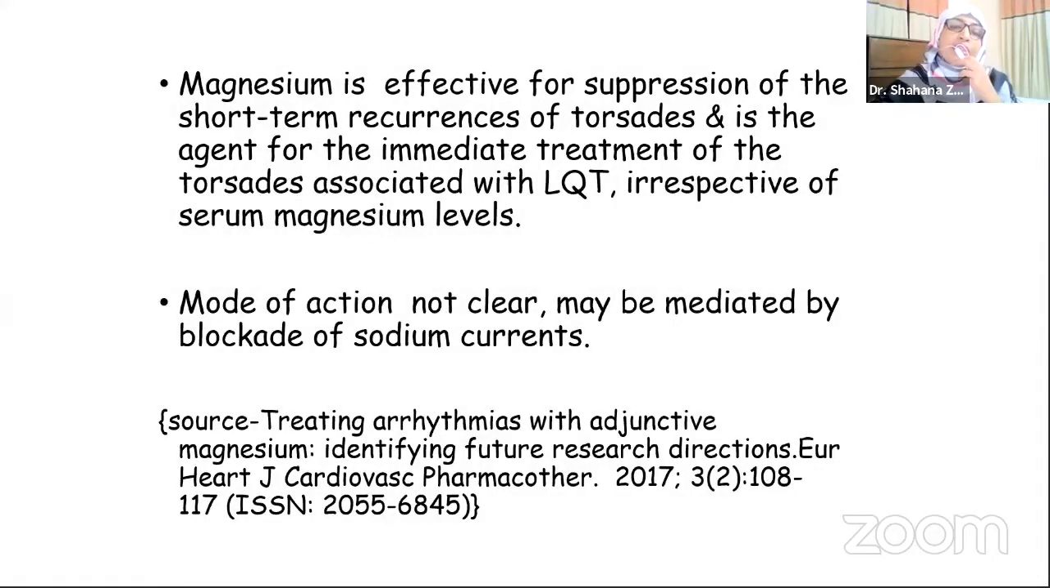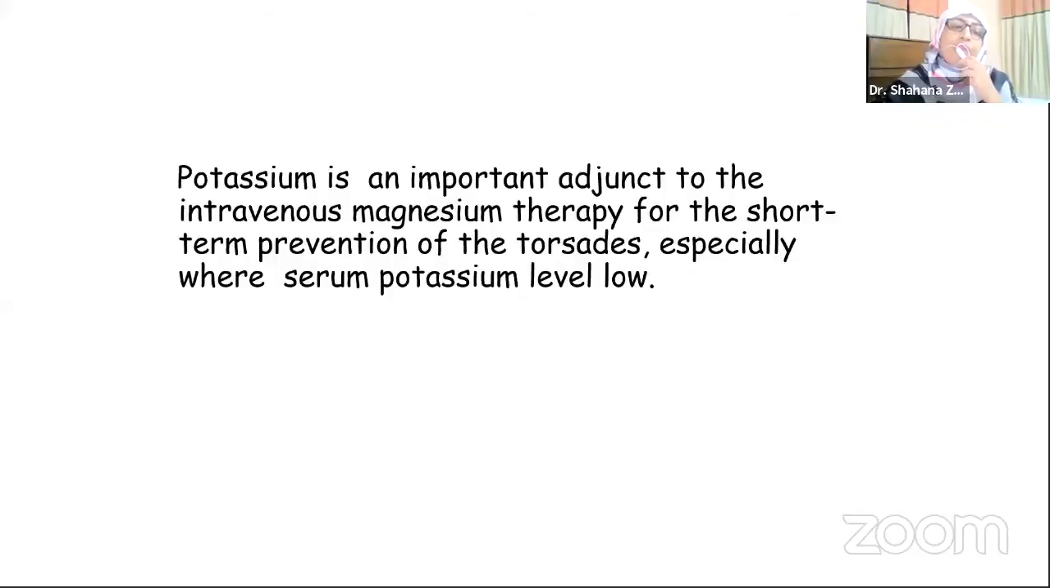Magnesium is effective for suppression of the short-term recurrences of the torsades and is the agent for the immediate treatment of the torsades associated with long QT irrespective of the serum magnesium level. Mode of action is not clear but may be mediated by blockade of sodium currents. Potassium is an important adjunct to the intravenous magnesium therapy for the short-term prevention of the torsades, especially when serum potassium level is low.